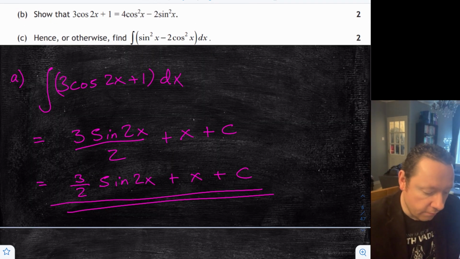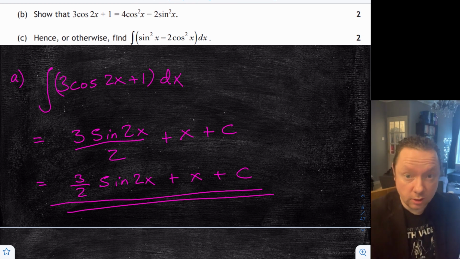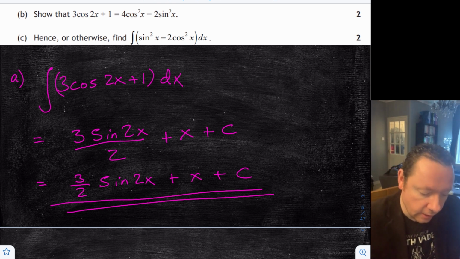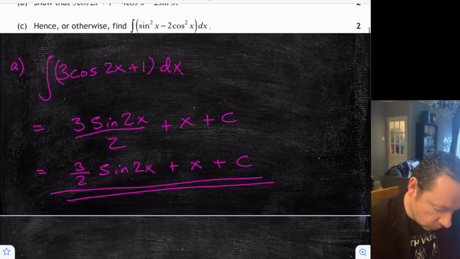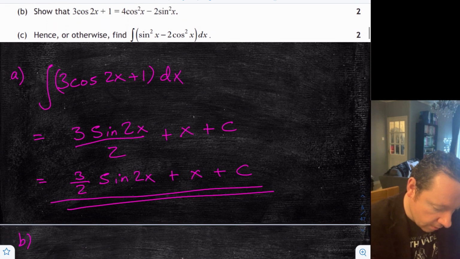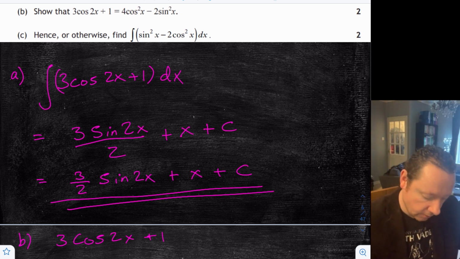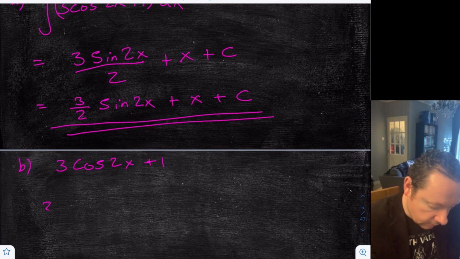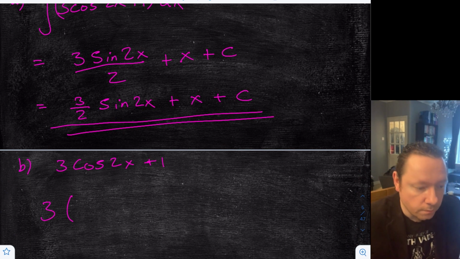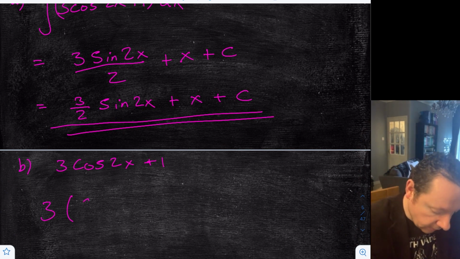Part B says, show that 3 cos 2x add 1 equals 4 cos squared x minus 2 sine squared x. So it's a trigonometric question. We have to use our cos 2x expansion from the start of the exam paper. So part B, 3 cos 2x plus 1. I'm going to try and make that look like the right hand side. So cos 2x, I'm going to expand to cos squared x minus sine squared x.